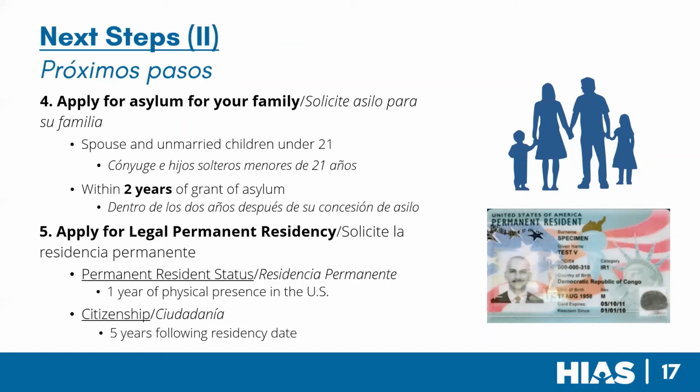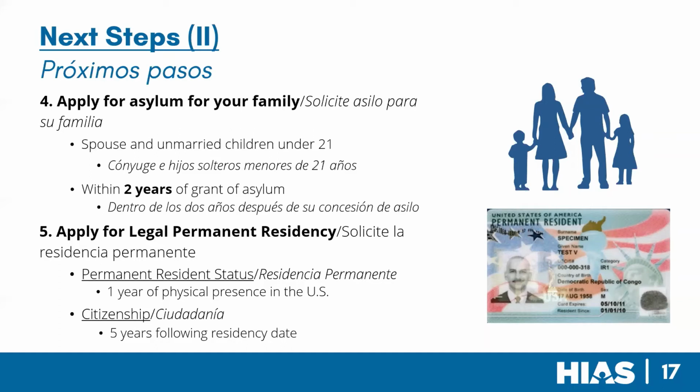And then, just like you, your spouse and children would also be eligible for resettlement benefits and services for asylees upon arrival in the United States. So make sure that your spouse and children are also connected with a resettlement agency after receiving asylum status, as they would also be eligible for these benefits.